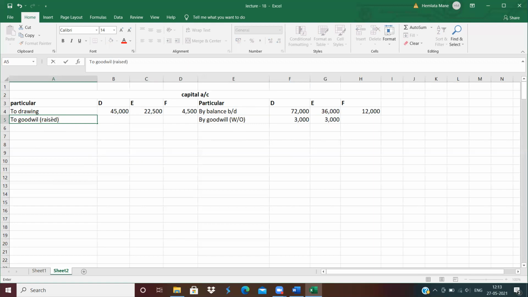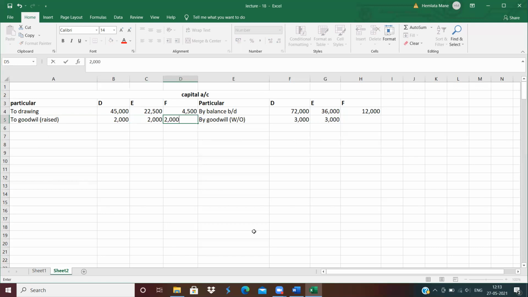Clear? At this time, what should we do? Both the effects of goodwill should be done in the same account. First effect on the credit side, goodwill distributed between two partners. And this goodwill raised is distributed between all three partners equally. Means 2,000, 2,000 and 2,000.